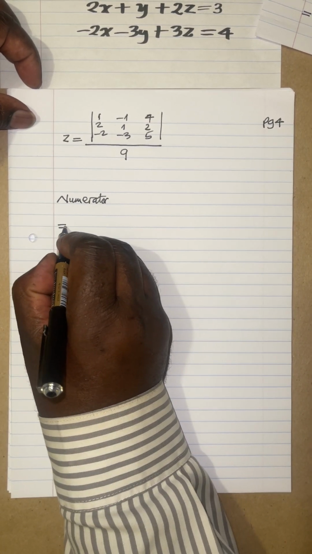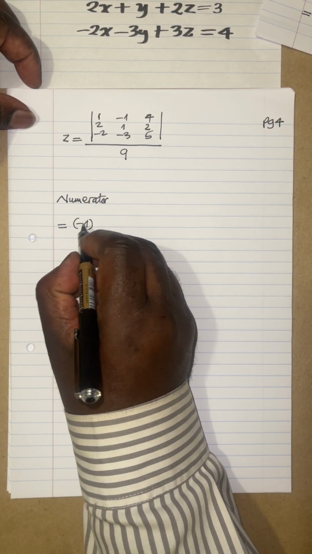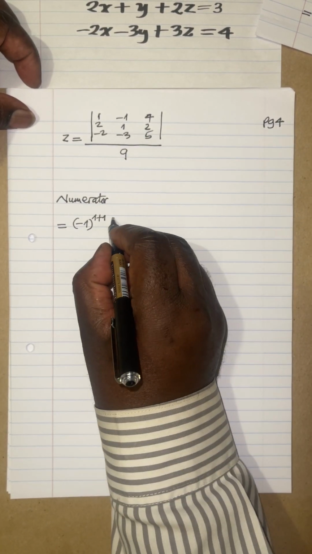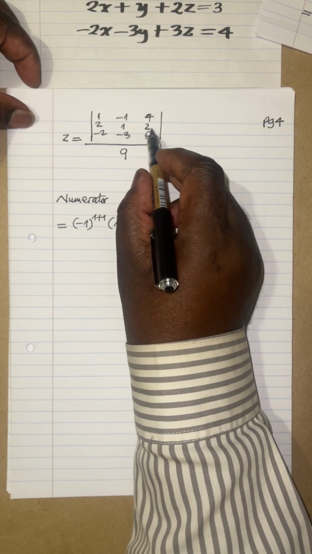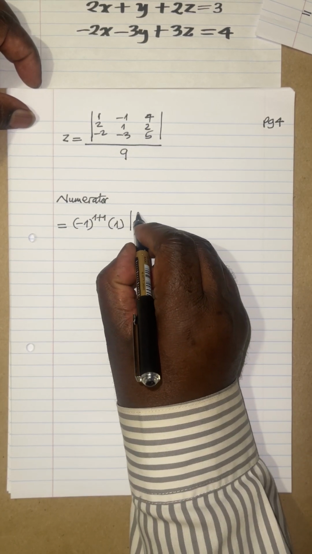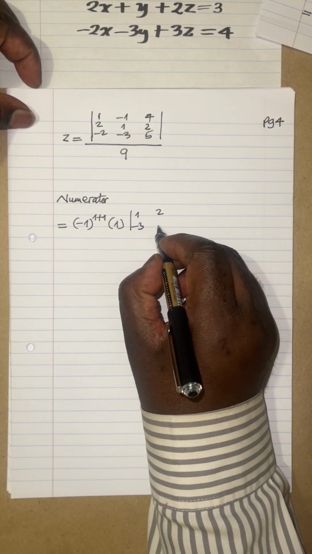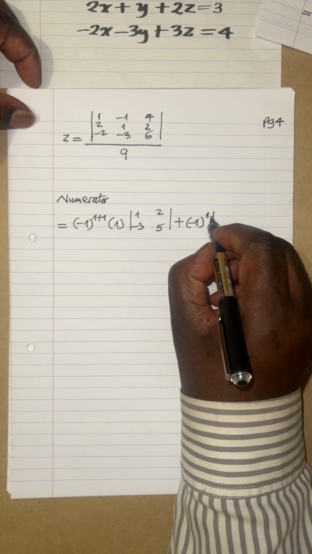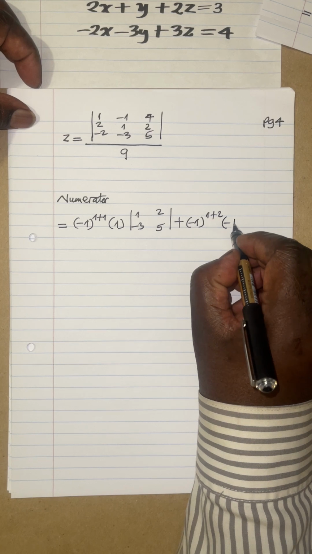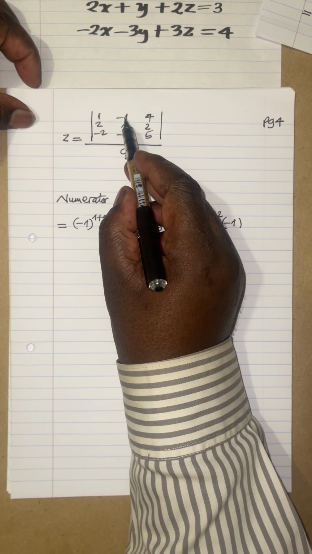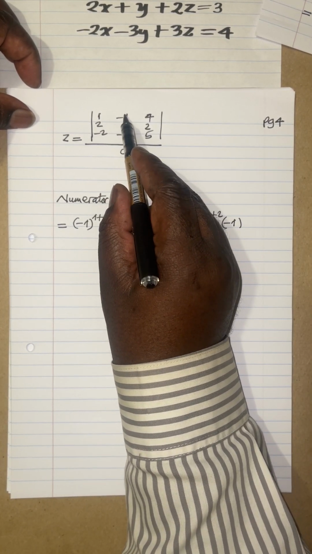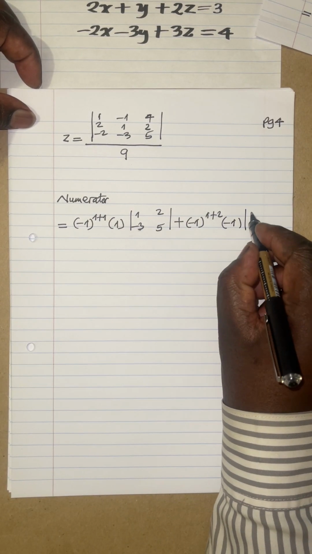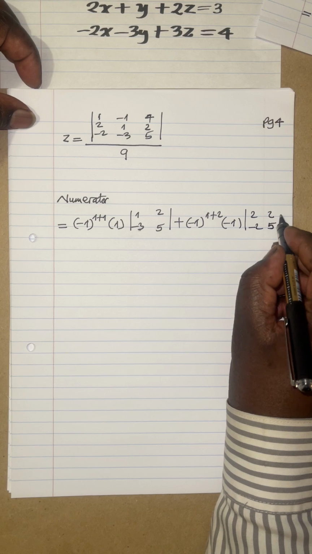will be equal to, if I go straight, minus 1 to the power of row 1 plus column 1. I'm focusing on that one there. Our number of focus is 1, and then our determinant is going to be involving 1, minus 3, 2, 5. Right, and then plus minus 1. We're still in row 1, but column 2, our number of focus is minus 1. Determinant will be 2, 2, minus 2, 5.